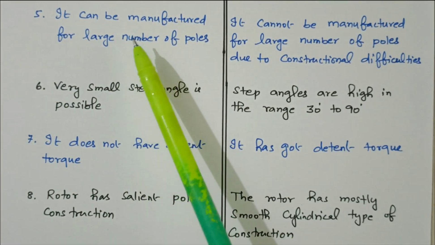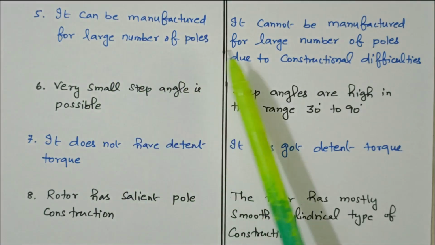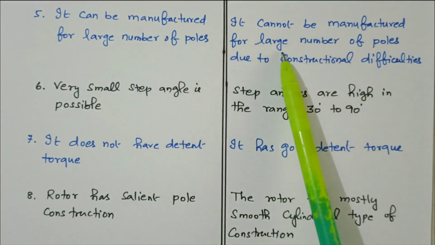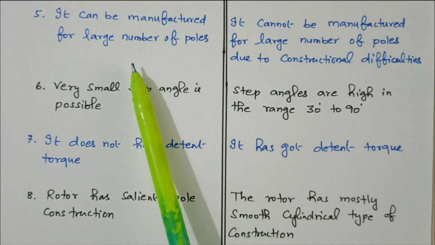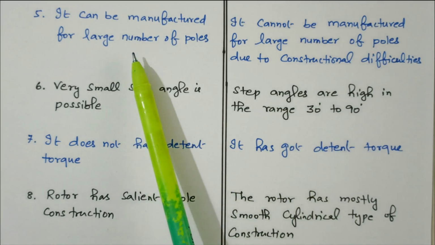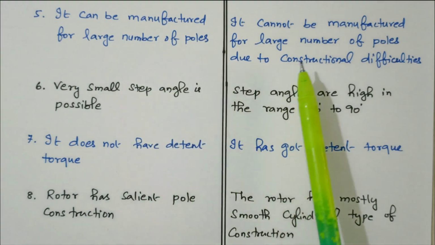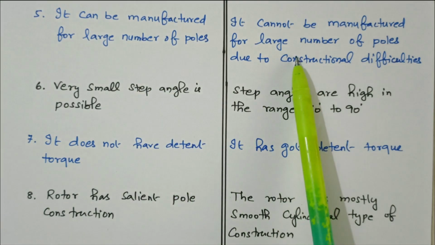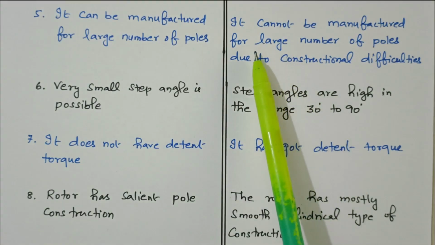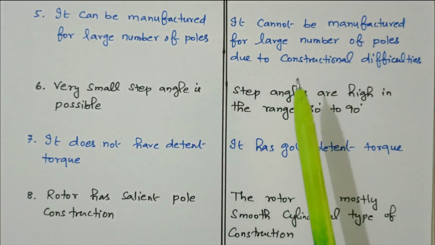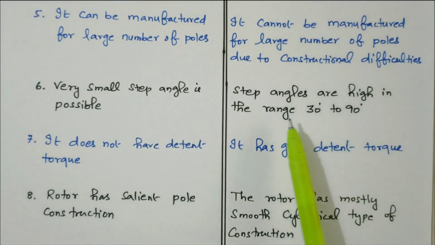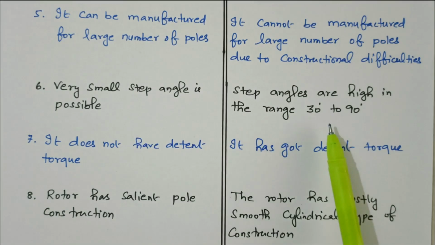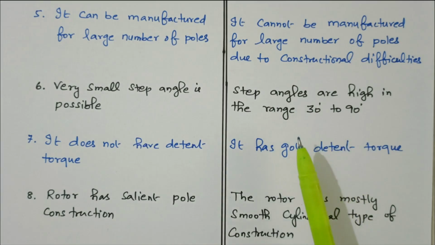It can be manufactured for a large number of poles. This one cannot be manufactured for a large number of poles due to constructional difficulties. Because in the variable reluctance stepper motor we can go for a large number of poles. But here, since the rotor has the permanent magnet, it is very difficult to manufacture for a large number of poles. Very small step angle is possible here. Here step angles are high, in the range of 30 to 90 degrees. The step angle is also very small here.